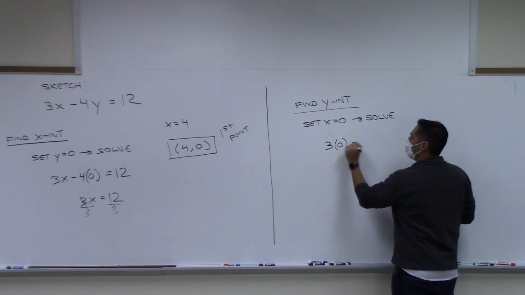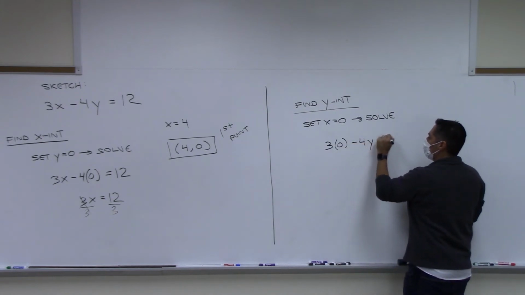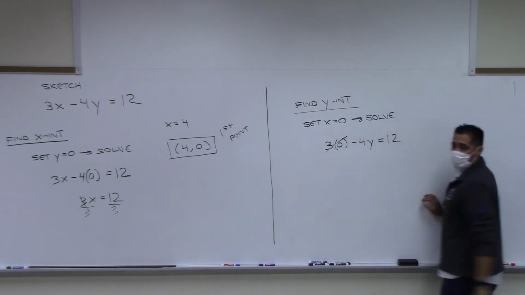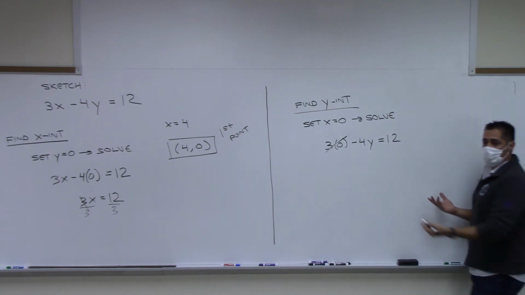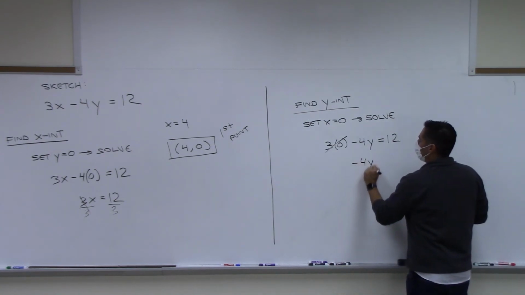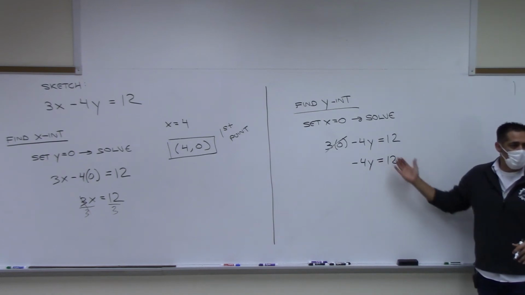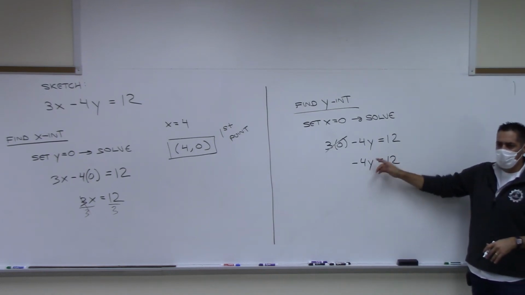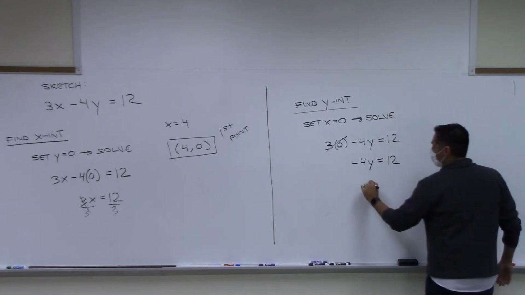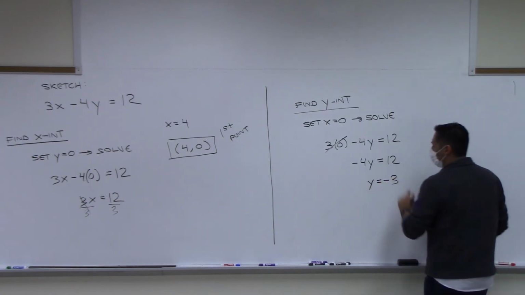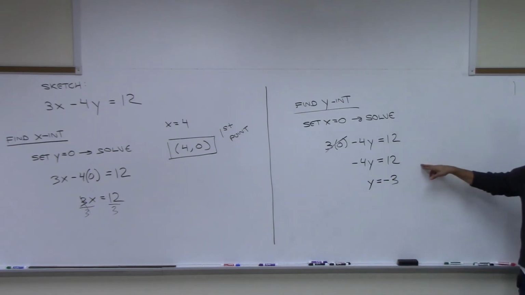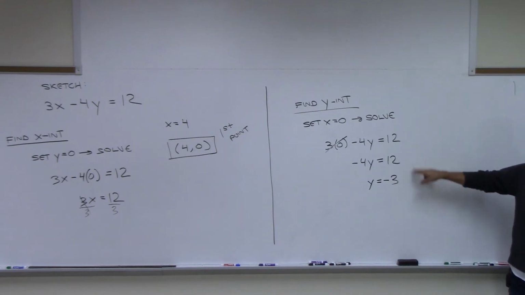3 times 0 minus 4y equals 12, right? And then this is gone, yes? And now you have, again, a nice little linear equation. Now, yes, your variable is y, but who cares? It's still a linear equation. It's one variable, first power. Divide both sides by 4, you get negative 3. Is that all right if I don't show that step? Dividing both sides by negative 4?